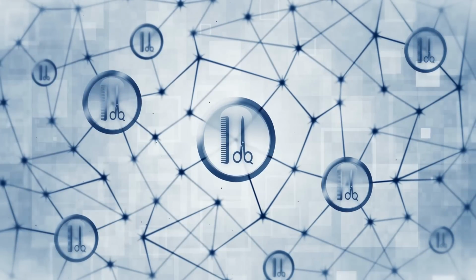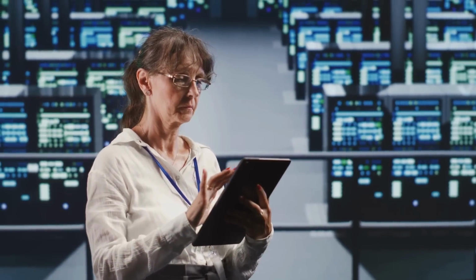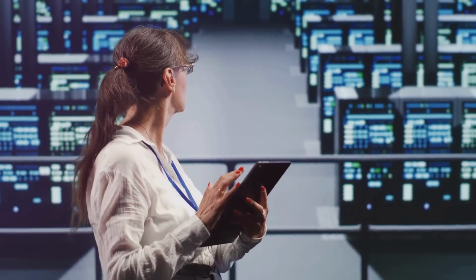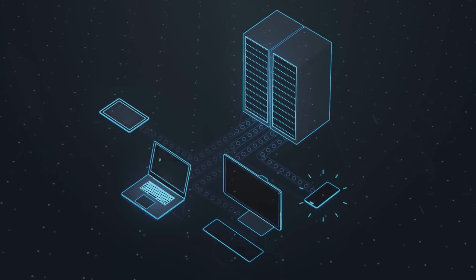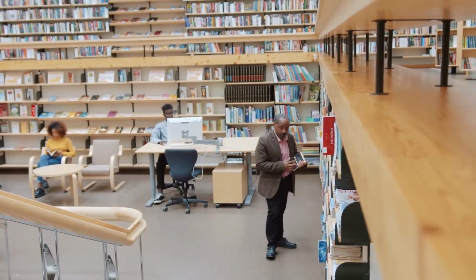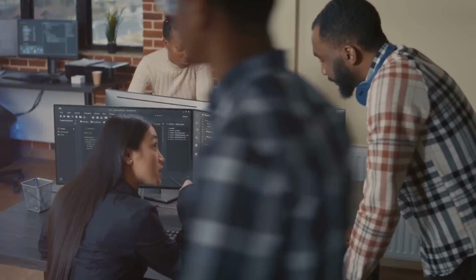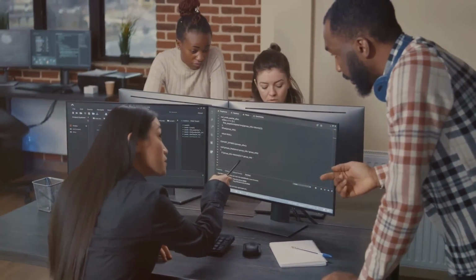Decentralization is one of the coolest things about blockchain. In a centralized system, think banks or governments, there's one central authority in charge, like the librarian who keeps track of all the books. But with blockchain, there's no single point of control. It's like having a library where everyone has a copy of the book catalog. Everyone shares the responsibility of keeping the records accurate and up to date.